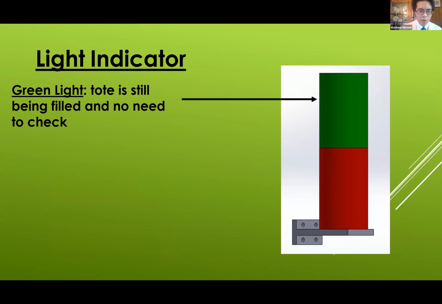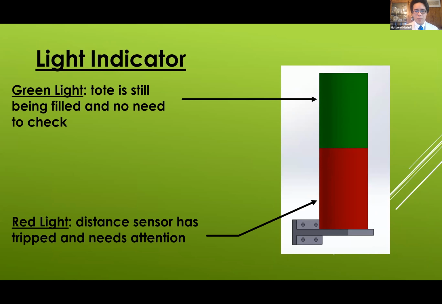So I'll be going over the indicators that we've used in our project. Our first indicator is our light sensor. As you can see, it has a green and red light. Once the green light is on, that means there's no need to check the tote. Everything is good and you can just walk on by.